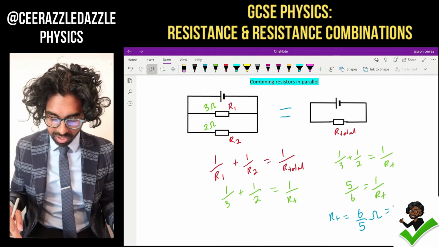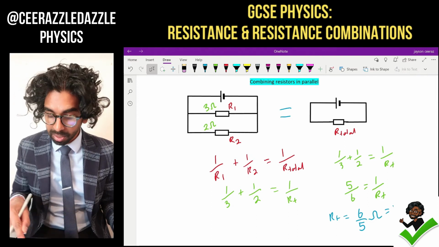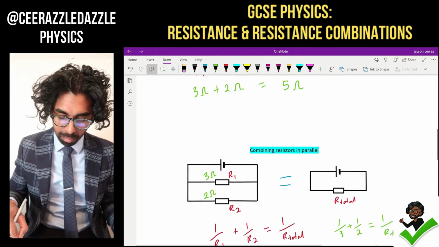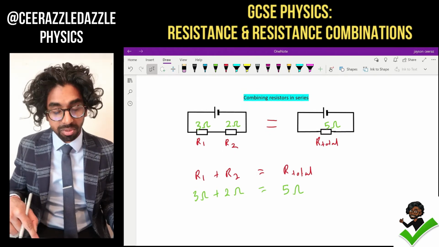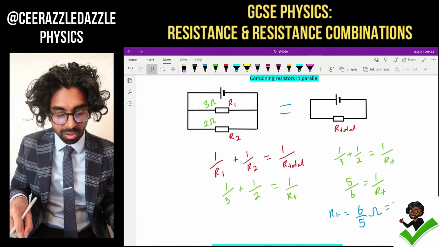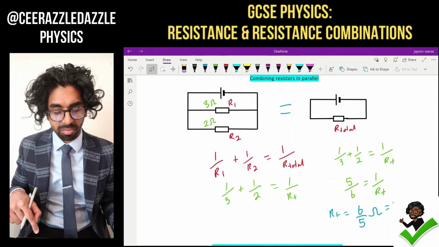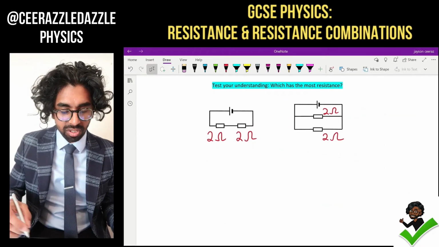So as you can see, when I combine them in parallel, it's very different to when I combine them in series. When I combine them in series, I get 5 ohms. But notice, if I'm in a parallel circuit, the same resistors, 3 ohms and 2 ohms, I'm getting 1.2 ohms. Okay, now, test your understanding. Which one has the most resistance?